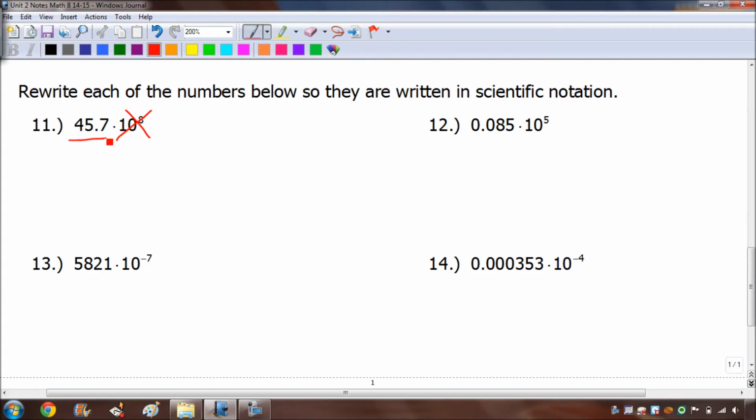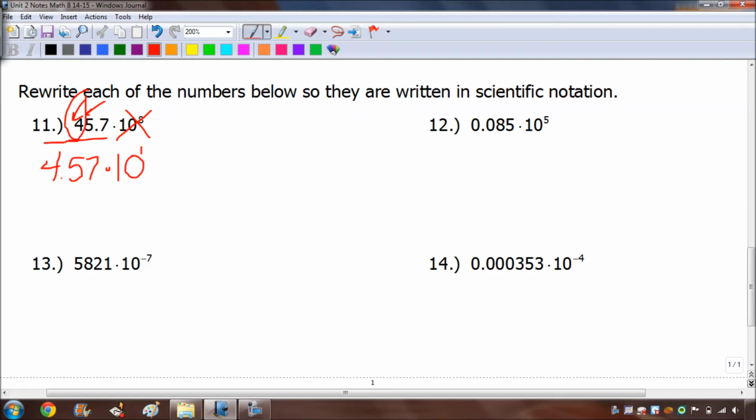So all I'm going to do is rewrite 45.7 in scientific notation. Now remember, we said that since this is the ones place, this is the tens place. So it's being multiplied by 10 one time because this again is 4 tens. So it's 4 tens, but it's really 4.57 tens. And it's only being multiplied by 10 once. So this is 10 to the first power, okay?